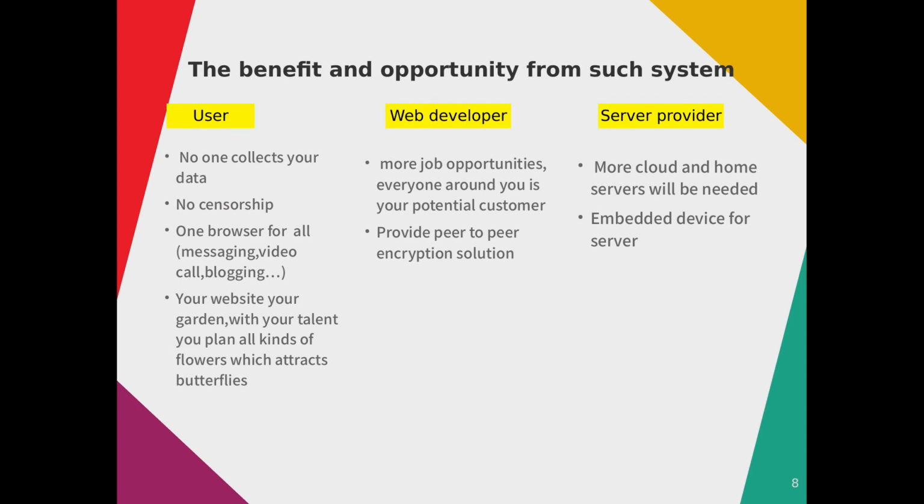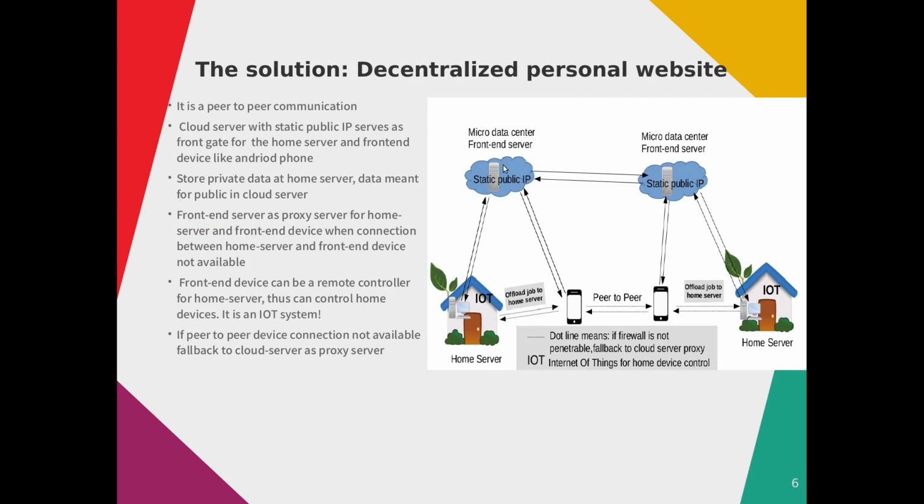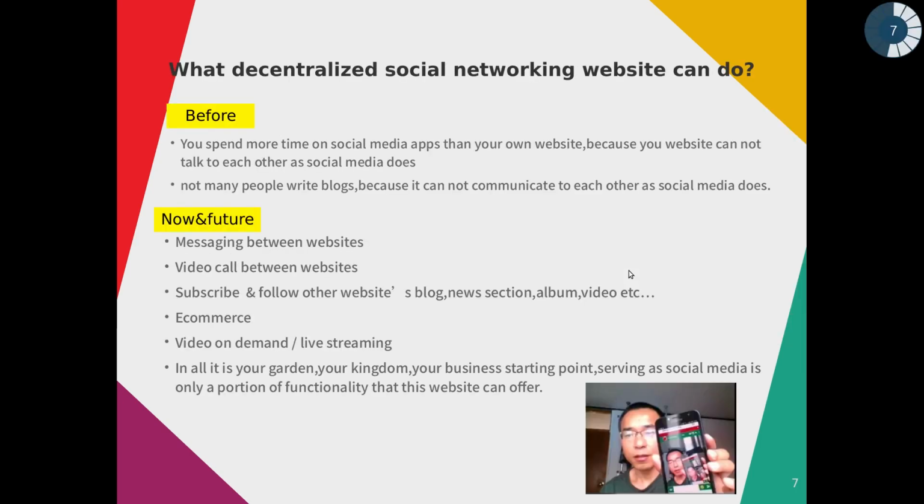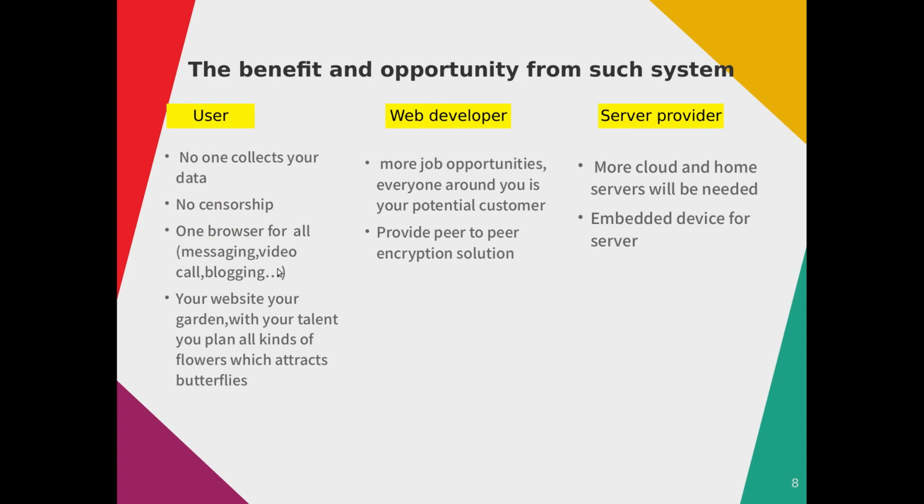The benefit opportunities from such an ecosystem, from the user's perspective: no one now can collect your data. As you can see, there's no central data. Everything is yours, including this private cloud server, VPS. You manage this. Normally we don't store private data on a cloud server because it's not under our eyes. We have the option to store private data on the home server, and store data on the cloud server that is meant to be publicly available. Also, there's no censorship. It's just like your home. You can speak what you want to speak, as long as it's not violating the laws.